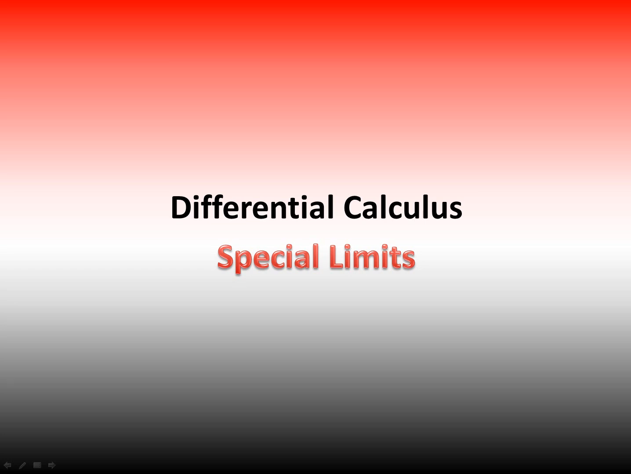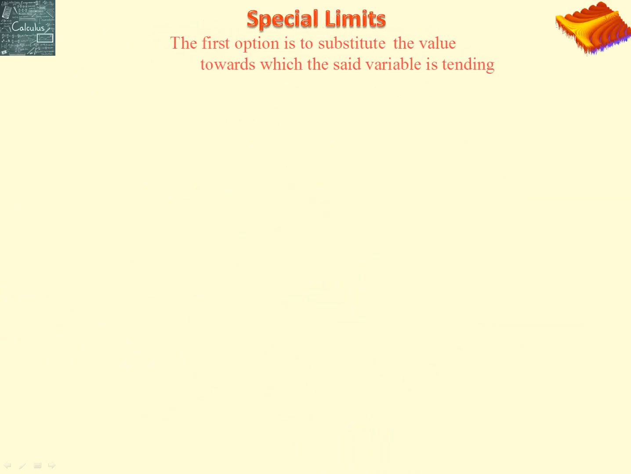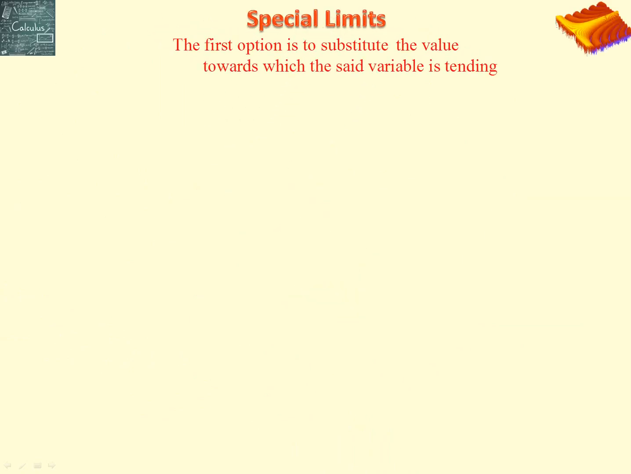Differential calculus, special limits. Well, we all know that the first option is to substitute the value towards which the said variable is tending in, and hopefully it comes out with a number. So there are two examples of just that. Both of those come out with an acceptable number.